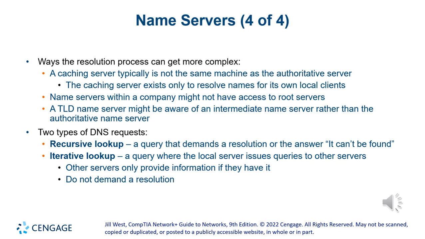So this communication is complex, but it can get more complex. If you have a caching server, and it's not your authority server. Remember, authority server is a server in your location, in your enterprise. The caching server might have only information on your local clients. Now, your name servers, your servers in your organization, need to have access to the root servers.